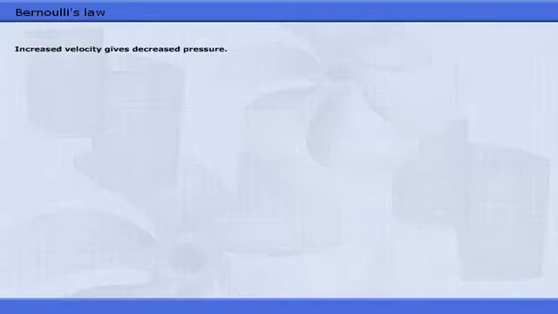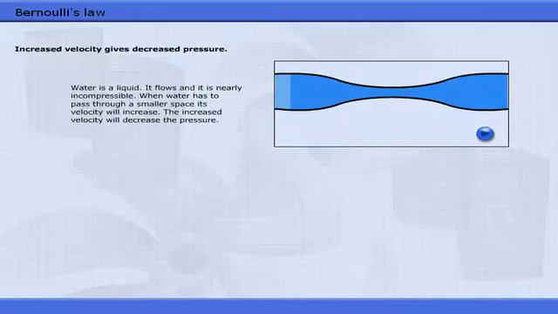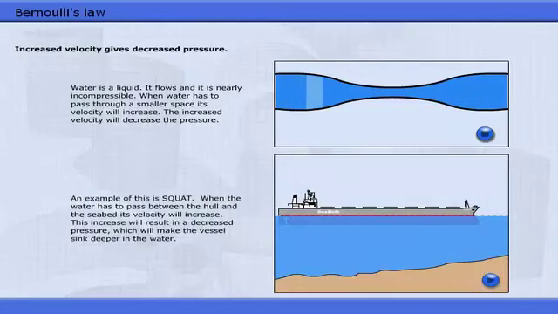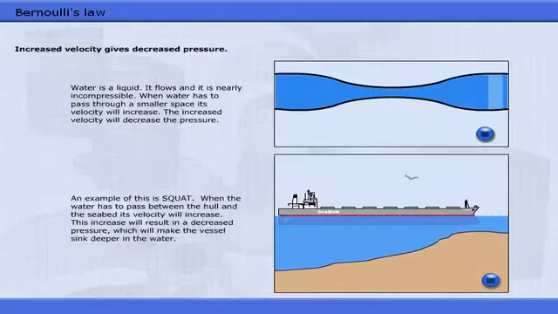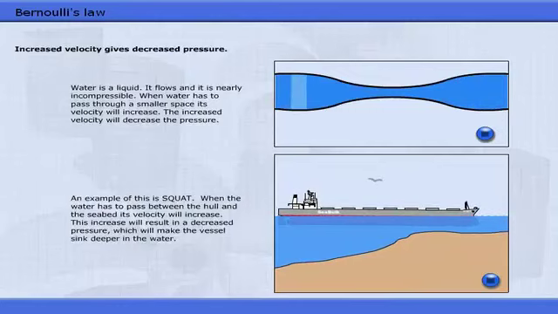Increased velocity gives decreased pressure. Water is a liquid. It flows and it is nearly incompressible. When water has to pass through a smaller space, its velocity will increase. The increased velocity will decrease the pressure. An example of this is squat. When the water has to pass between the hull and the seabed, its velocity will increase. This increase will result in a decreased pressure, which will make the vessel sink deeper in the water.